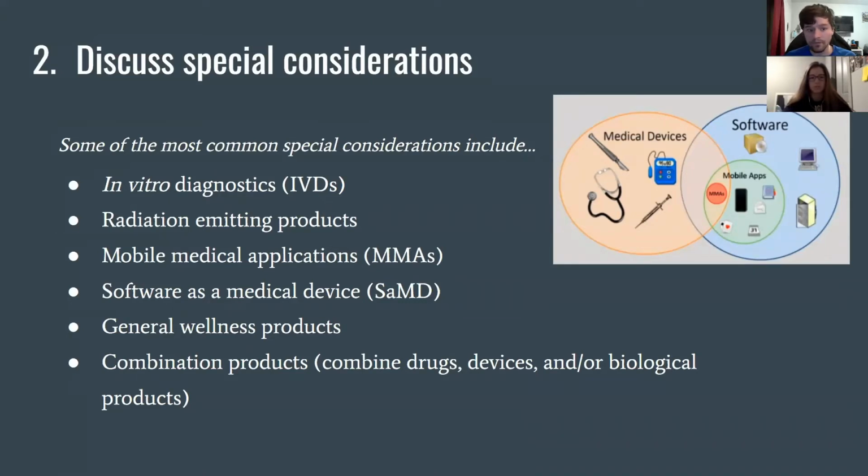There's also another one with radiation emitting products like an MRI, where it's not necessarily creating a chemical or metabolic function in the body, but it is using radiation to help devise the diagnosis or the overall condition of the patient.